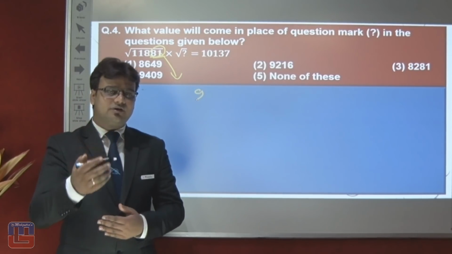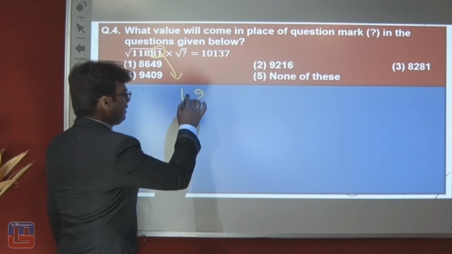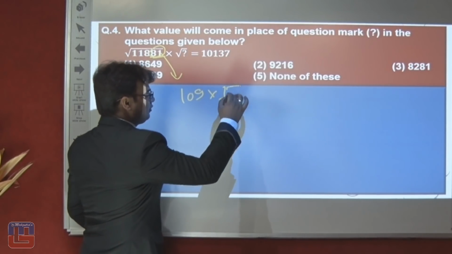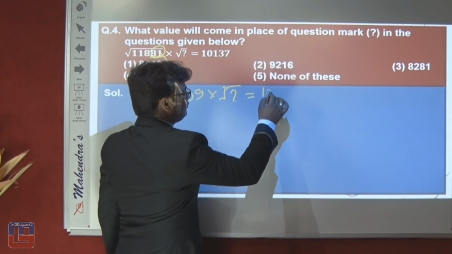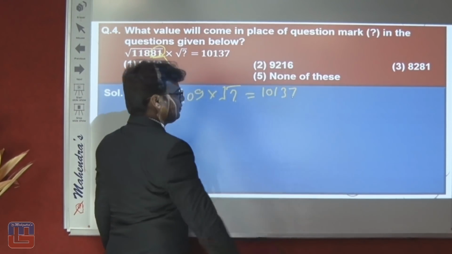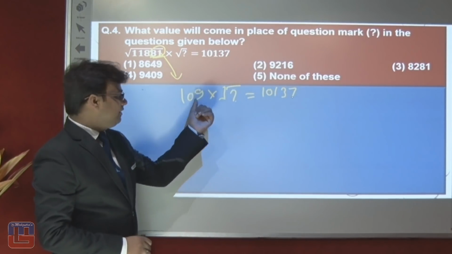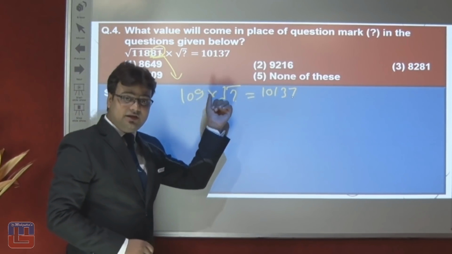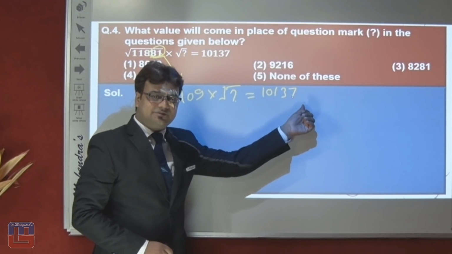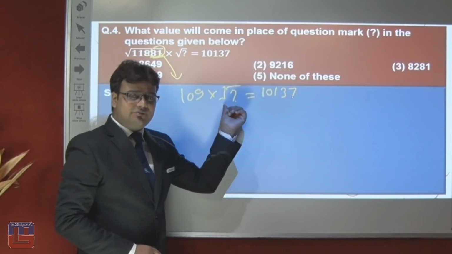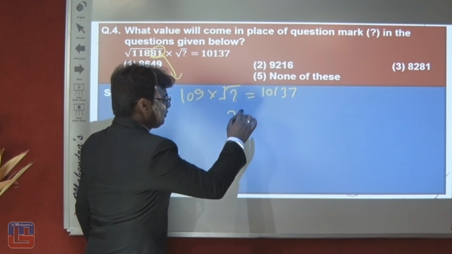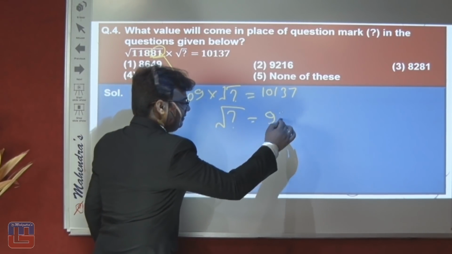118 is near about 10 square. That means the answer may be 109 into question marks, square root of question mark is equal to 10137. If we divide it, then it's clear. Here 9 times and it's a 7. That means we multiply 3 here, 9, and its unit place is 7. That means surely here we multiply it with 3 in the unit place. So in the place of question mark, the square root is 93.